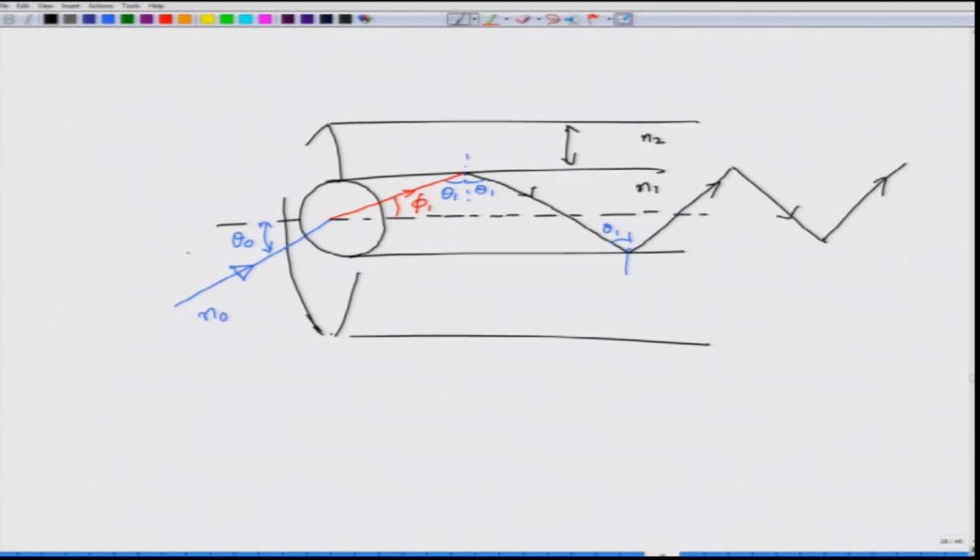Is it possible that there is any limitation on this angle theta 0? That is, if I were to consider light at this angle theta 0, will this light be propagating inside the fiber? Or if I consider light at this very small angle theta 0, will light be propagated? These are the questions that we would like to answer in the next module, when we discuss slightly more about this ray picture of light propagation inside the fiber. So, until then, thank you very much.